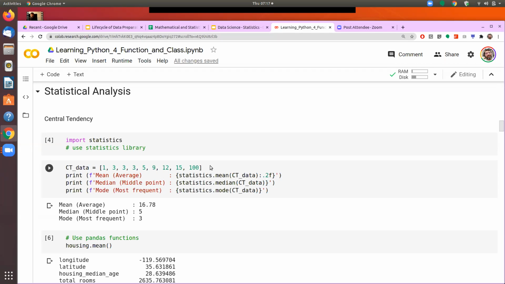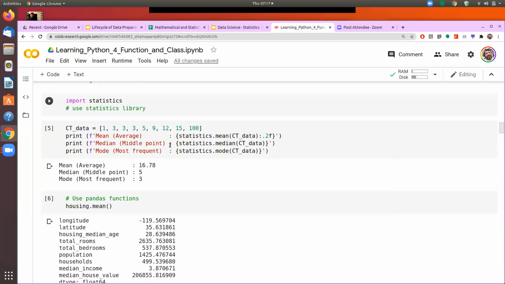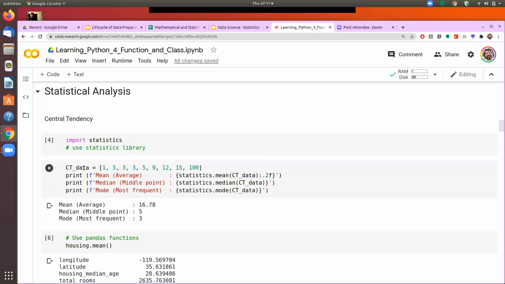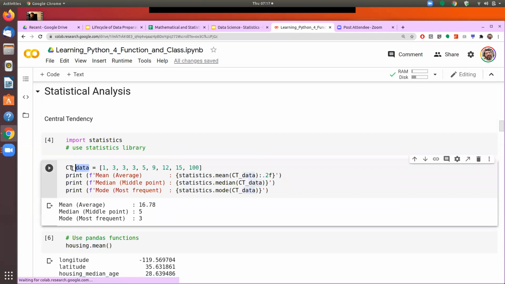So having said that, we have taken a central tendency data. I have just given a name, CT data, and this is the list which I have defined, which I showed you on the PPT also.